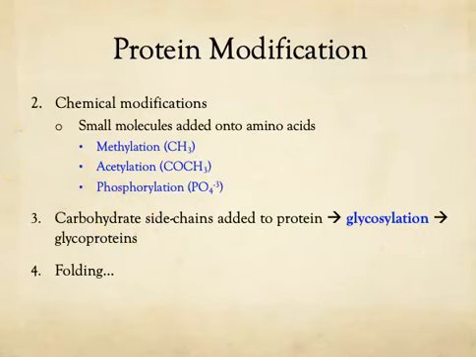Finally, the last type of modification that gets done to a young polypeptide is a critical process known as folding. It's folding, of course, that will help determine the ultimate three-dimensional shape, or what we call tertiary structure, for each protein.